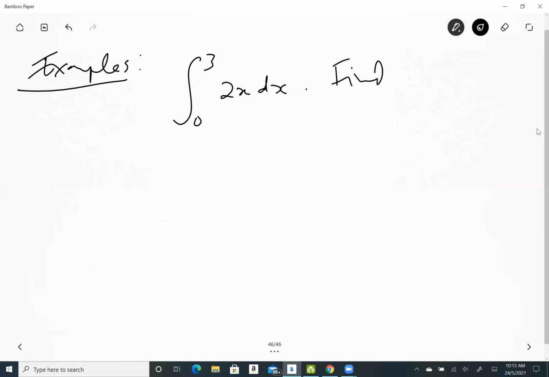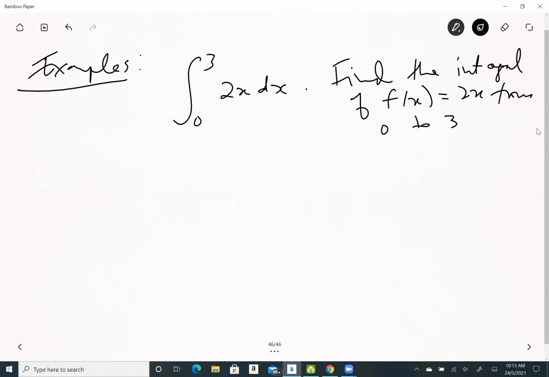So I write down the question, right? Find the integral of f of x equal to 2x from 0 to 3, or for the interval 0, 3.